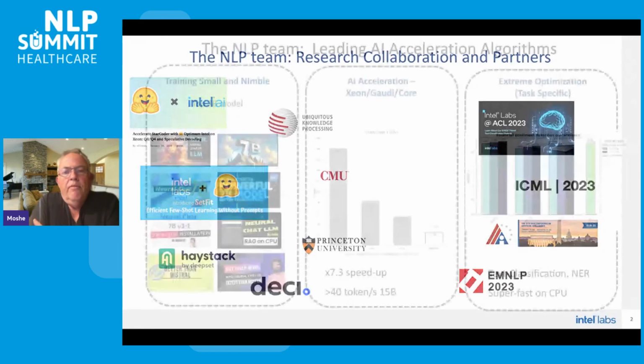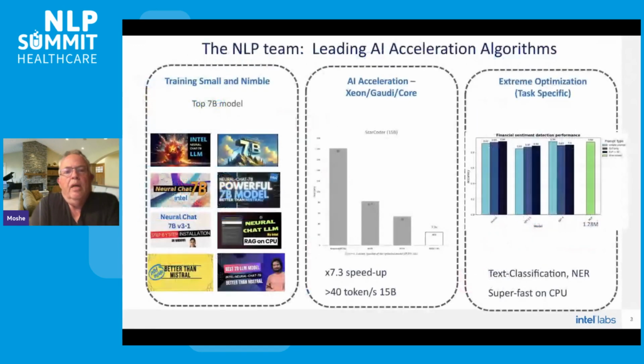I'll give you just an example of what my team is doing, from right to left. Our main expertise is AI acceleration algorithms, starting from extreme optimization. For many tasks, for example text classification or named entity recognition, you can deploy very efficient methods, even two or three orders of magnitude more efficient, and run them very efficiently on CPU. I will give an example in a few slides.